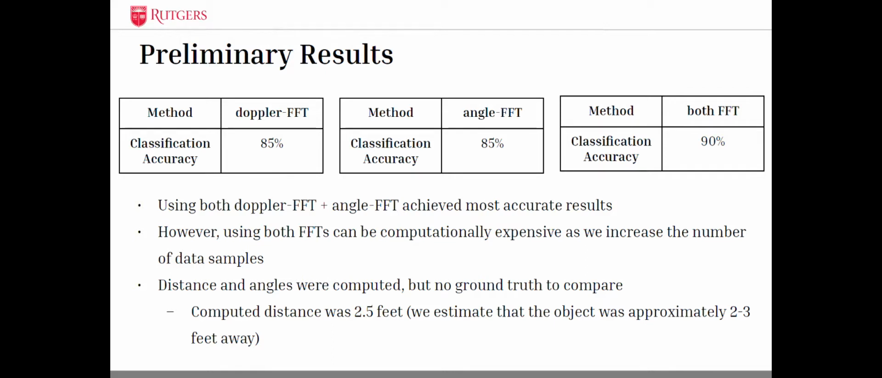So we were able to compute distance and angles, but we didn't have ground truth to compare. We can only guesstimate, sort of, because of lack of access to the lab. So the computed distance was 2.5 feet, and we estimate that the object was approximately 2 to 3 feet away, based on our given time in the lab.